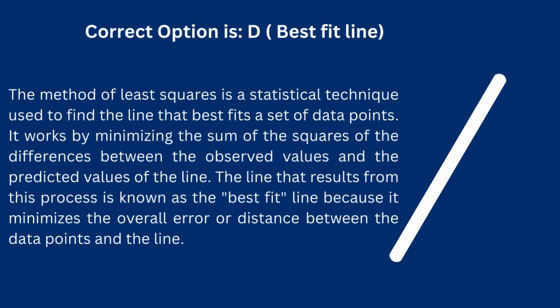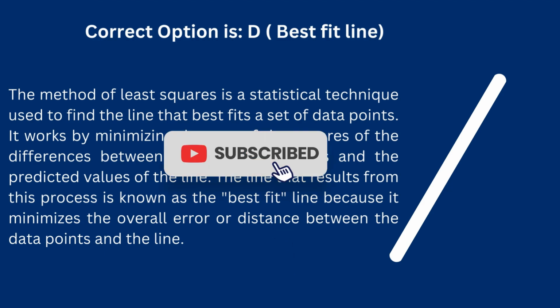The method of least squares is a statistical technique used to find the line that best fits a set of data points. It works by minimizing the sum of squares of the difference between the observed value and the predicted value of the line. The line that results from this process is known as the best fit line, because it minimizes the overall error or distance between the data points and the line.